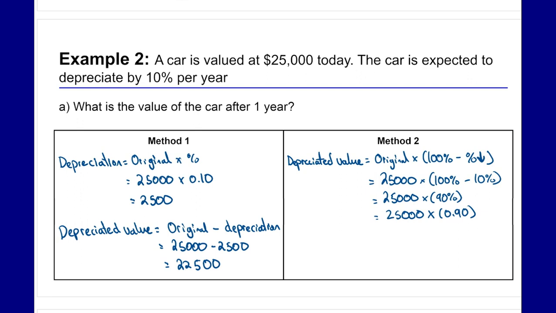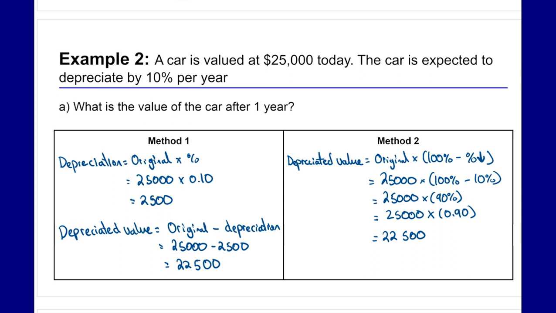So you might be able to just jump from the beginning down to here, depending on what your mental math is like. Or maybe you write out the percentages as decimals right away. However you do it is fine, or it's up to you. But you should be getting to 25,000 times 0.9. And when we do that, we get 22,500. So the same thing as method 1.